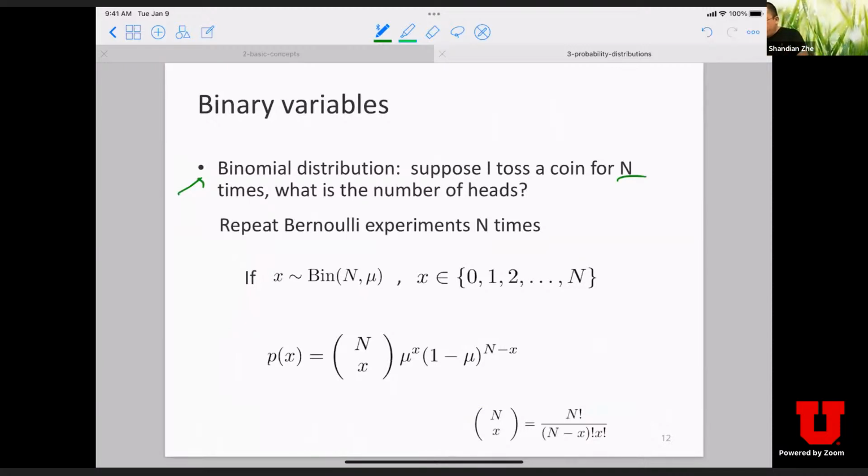Then we would like to know how many heads I can see. Of course, you might see 0 times, 1 time, or n times, so you can take the values 0, 1, 2, until n. So these are random variables. We would like to know the probability that the number of heads is 0, 1, 2, 3, 4, until n.